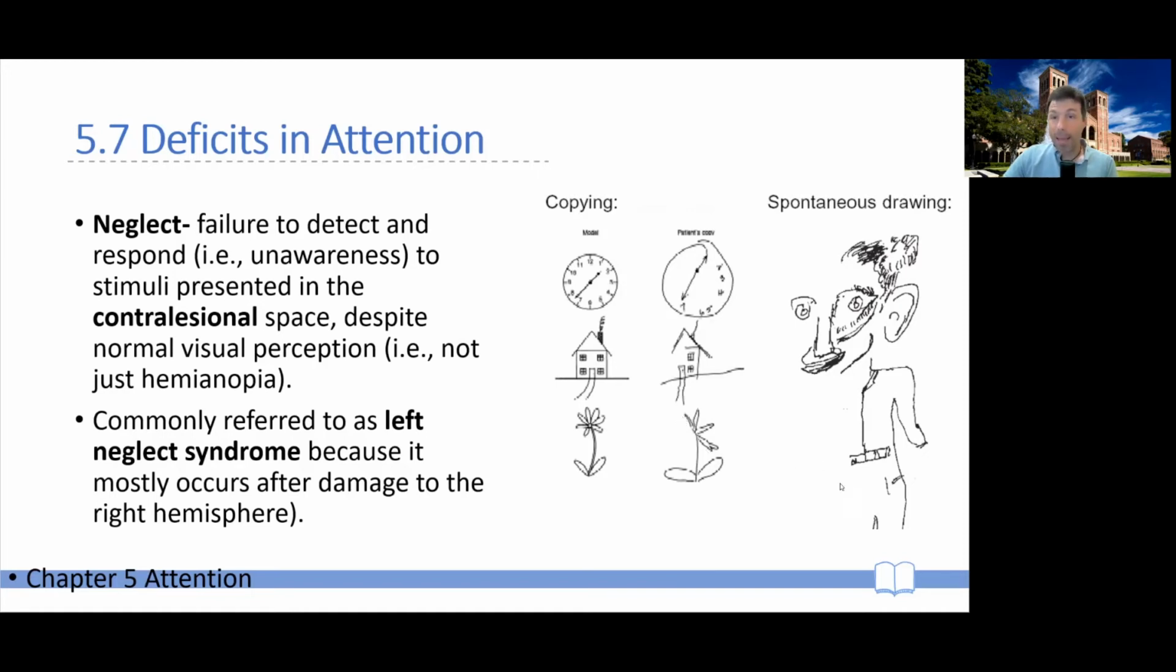In fact, even if you ask a patient to draw spontaneously, they will draw the right side and nothing on the left side, or very little on the left side. And the degree to which they ignore the left side also depends and might change over time. But it's very striking how the left side of the visual field keeps missing.